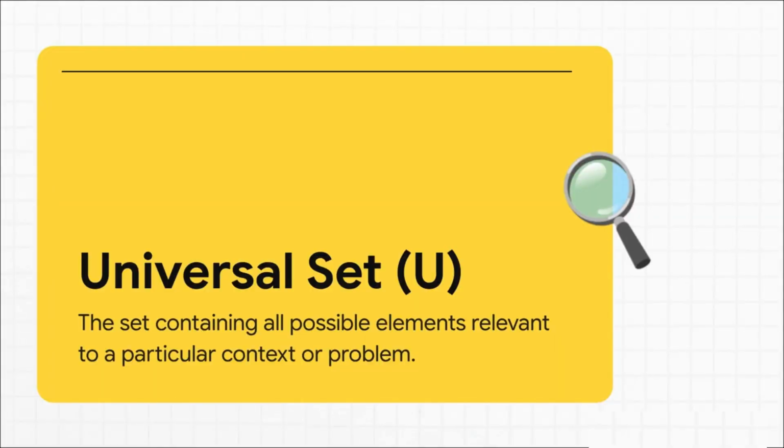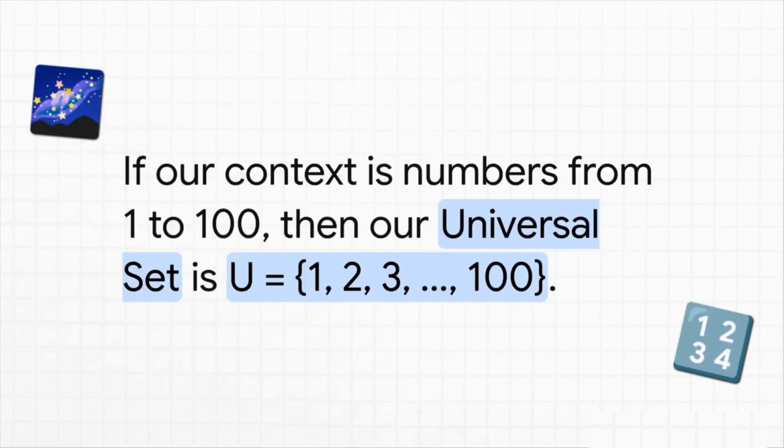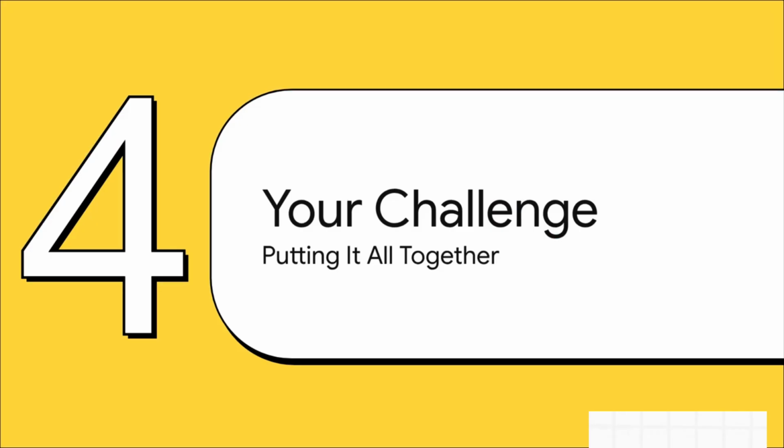Okay, let's zoom all the way out to the big picture. The universal set, which we usually write as a capital U, is basically the set of everything we're interested in for a particular problem. It's the whole universe of options that we're allowed to choose from. For instance, if we're having a conversation and the only topic is numbers from 1 to 100, then our universal set is all the whole numbers from 1 all the way up to 100. Any other set we create, like say the set of even numbers, would have to be pulled from that specific universe.